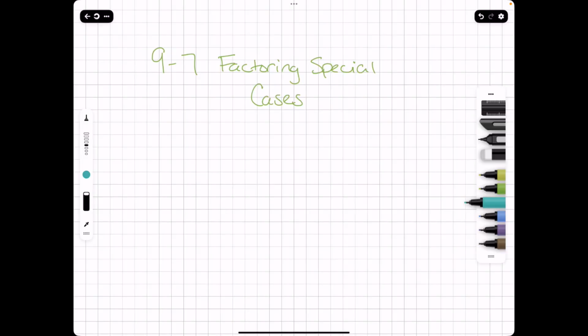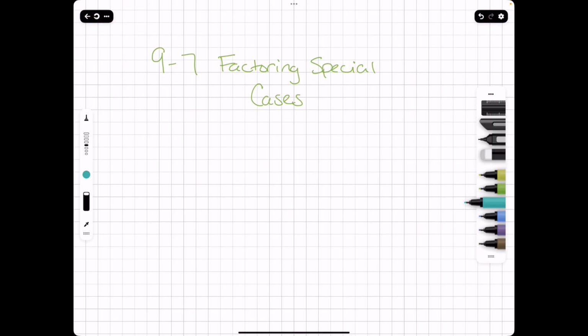All right, section 9.7, factoring special cases. I actually don't like that there's a separate section for special cases because really it's still just factoring. But before I jump into example 1, I want to talk a little bit about when you might notice ahead of time and just make life a little bit easier.